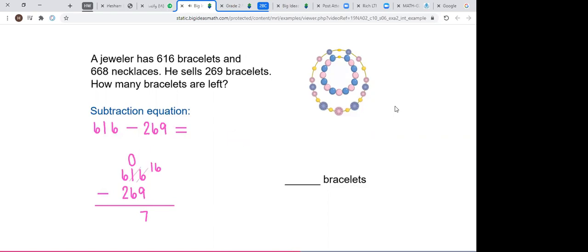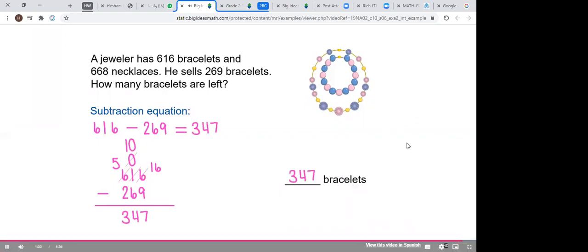Look at the tens. You have 0 tens. There are not enough tens to subtract 6, so regroup 600s and 0 tens as 500s and 10 tens. 10 tens minus 6 tens equals 4 tens. 500s minus 200s equals 300s. So 616 minus 269 equals 347. There are 347 bracelets left.